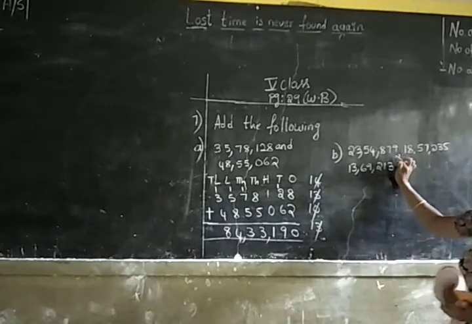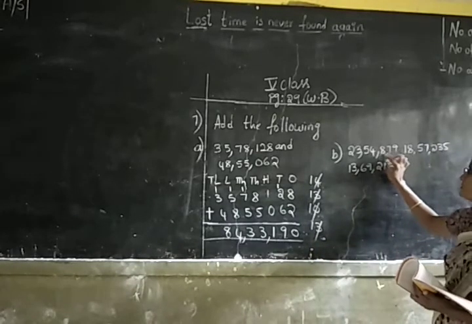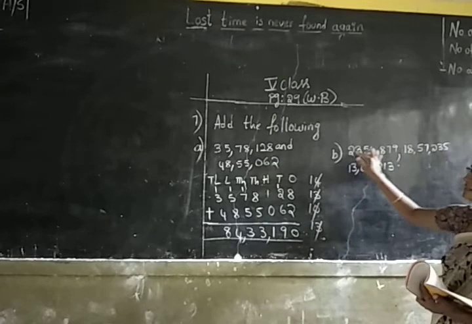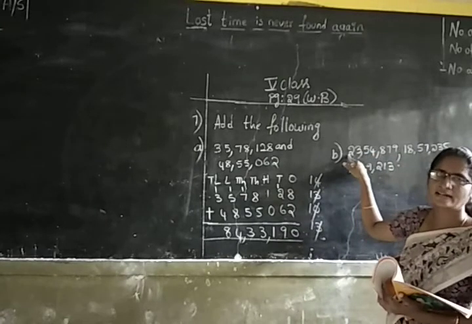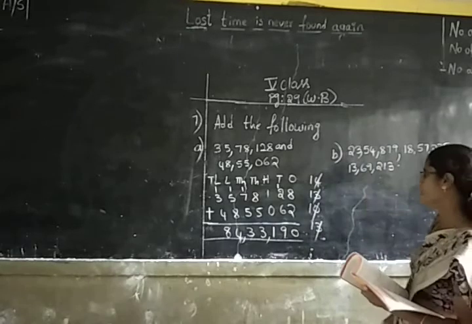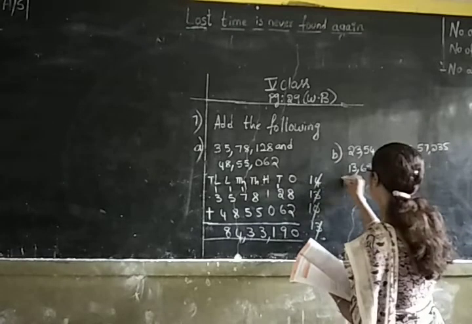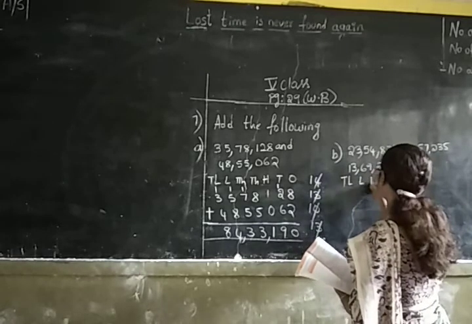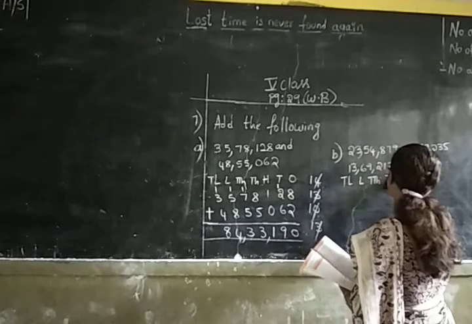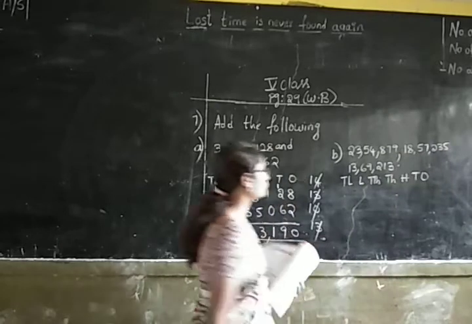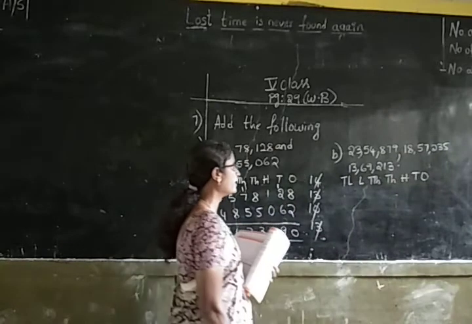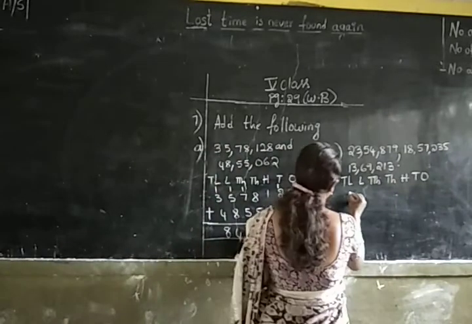Here this number is starting from ones, tens, hundreds, thousands, ten thousands, lakhs, 10 lakhs place. This number is starting from 10 lakhs place. So you have to write the places up to 10 lakhs. Okay, children. After writing the places, you have to arrange the numbers in columns.